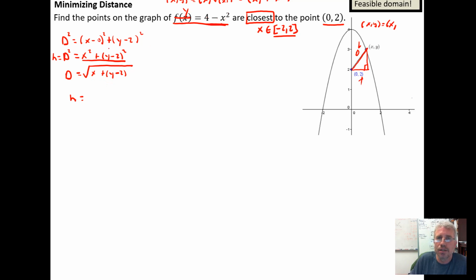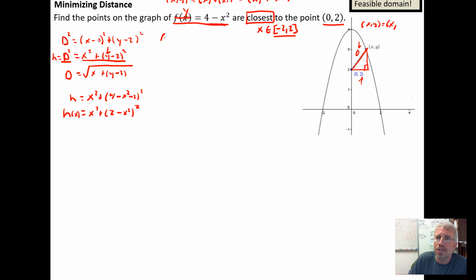So the y right here can be replaced with, we have x squared plus y, but y is the same as 4 minus x squared. So I get 4 minus x squared minus the 2, all squared. And then I can simplify that a little bit. X squared plus parentheses, 4 minus 2 is 2. I get 2 minus x squared quantity squared. And now I have h, which is d squared, as a function of x.